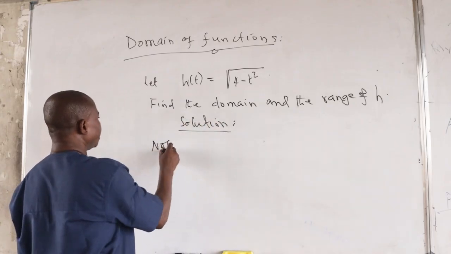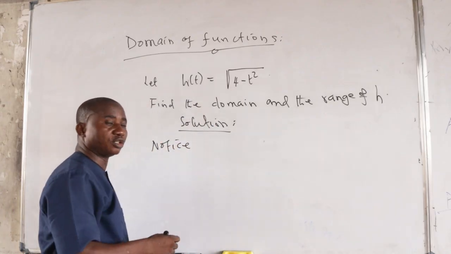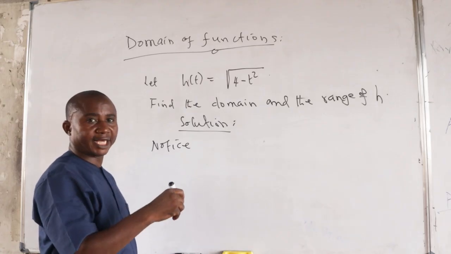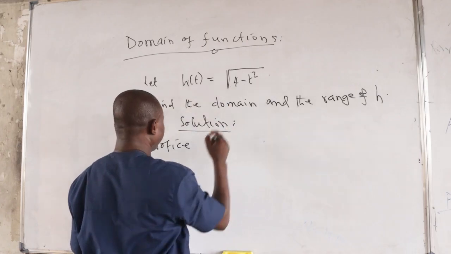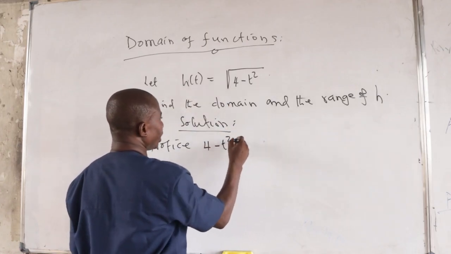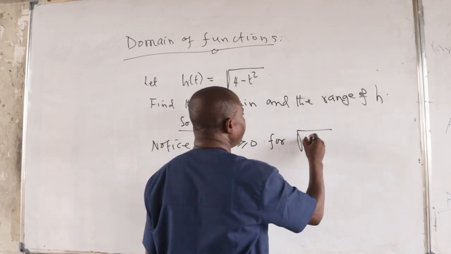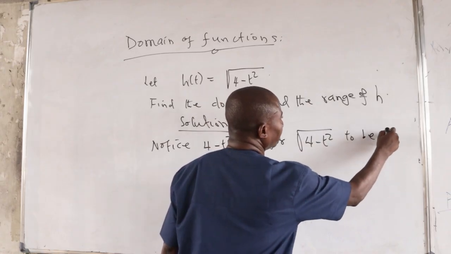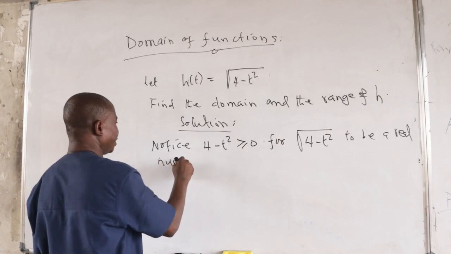Notice that for the square root of a real number to give you another real number, that number must be non-negative. So for this to be valid as a real number, we must have that 4 minus t squared must be bigger than or equal to 0. This is the first thing to keep in mind.